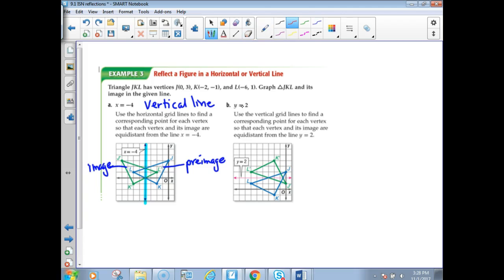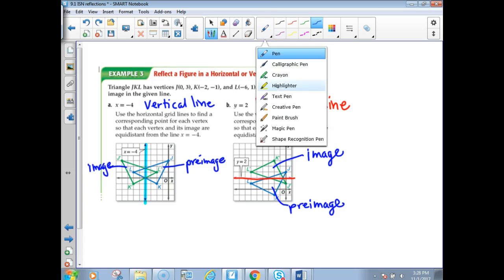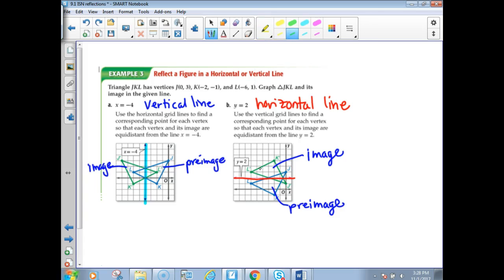A line that says y equals is a horizontal line. This is the last one. Okay, and that's your line y equals 2 right here in this diagram. Please label that the top figure is the image, and the pre-image is the bottom figure. The original figure is the pre-image. Okay, the only other thing I was going to do is color the image.